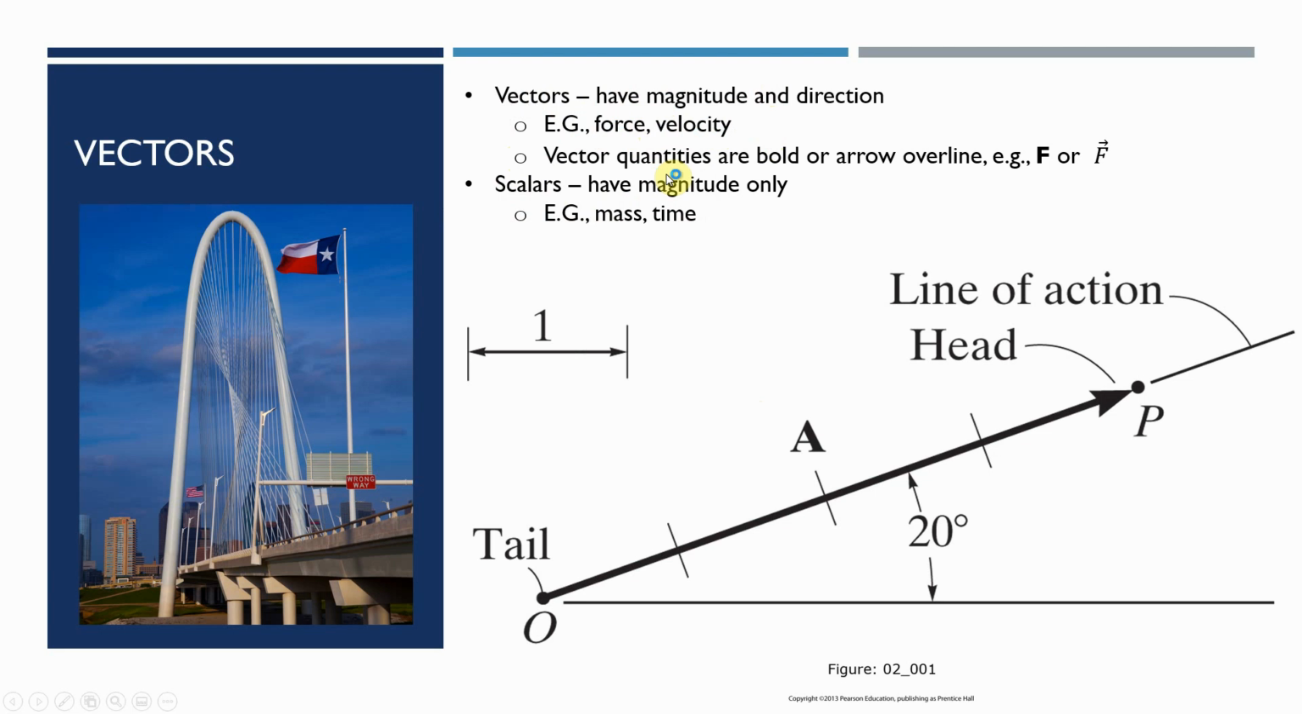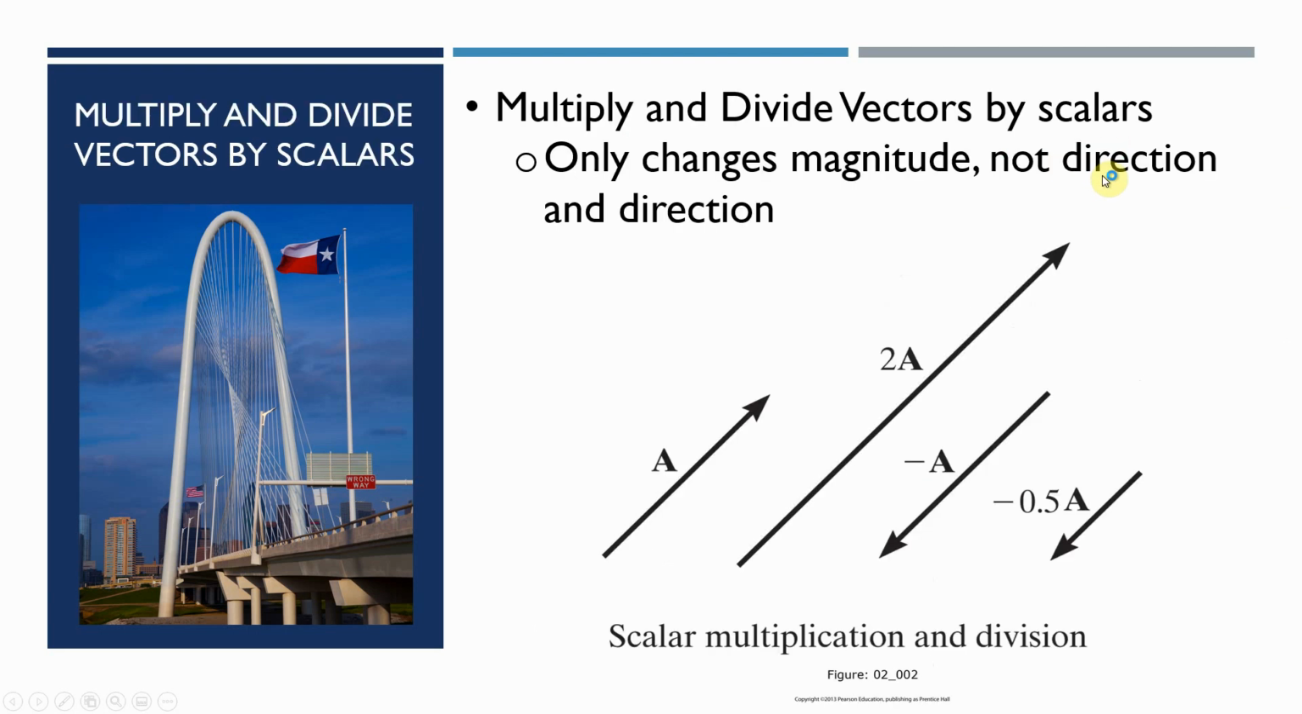Distance, the displacement, the position of something is a vector quantity. We either bold it or put an arrow over it or do both. In the old days with typewriters, people would put underlines.